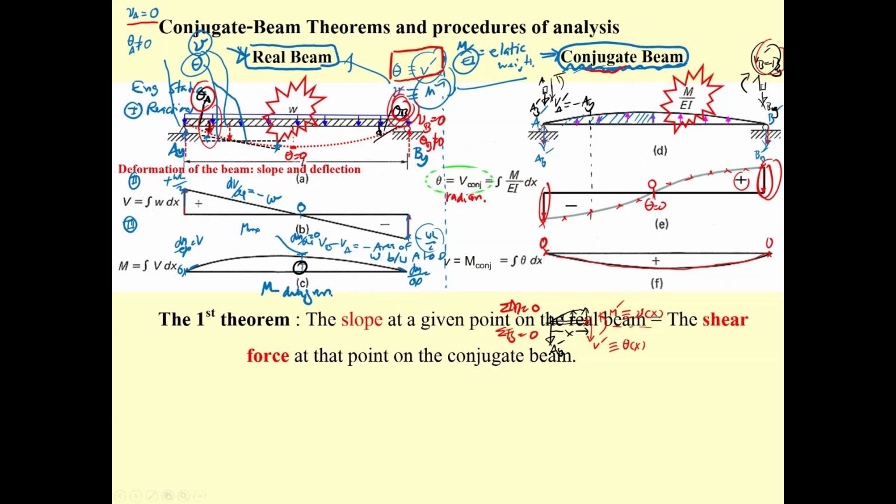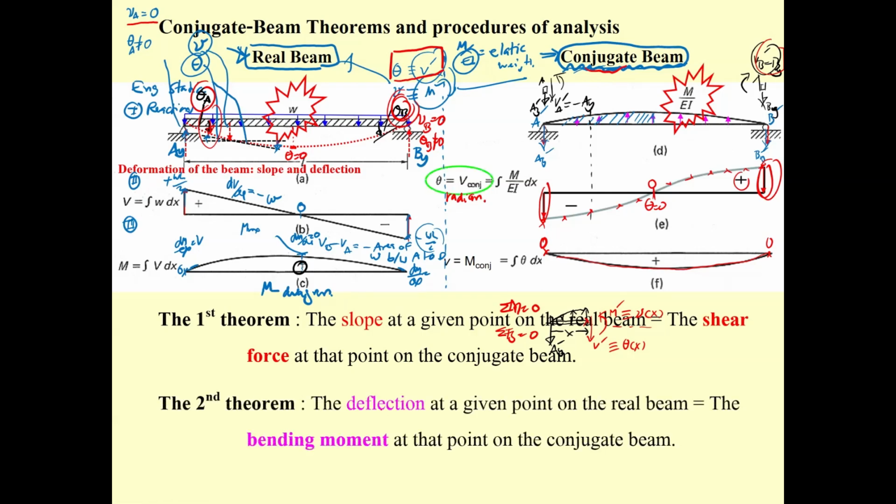And the second theorem: the deflection at a given point on the real beam is equivalent to the moment at that point on the conjugate beam. Okay, just remember the steps. First, you get the beam and find the reactions. Second, draw the shear diagram of the real beam. Third, draw the moment diagram of the real beam.